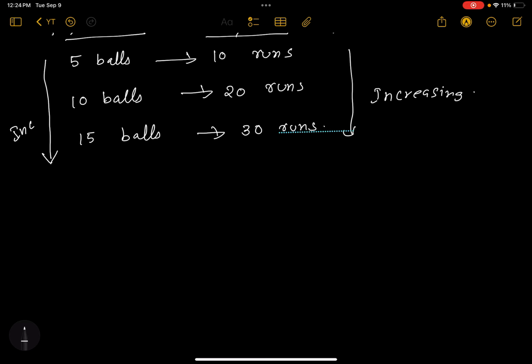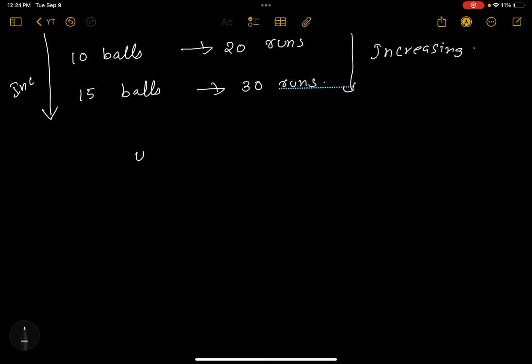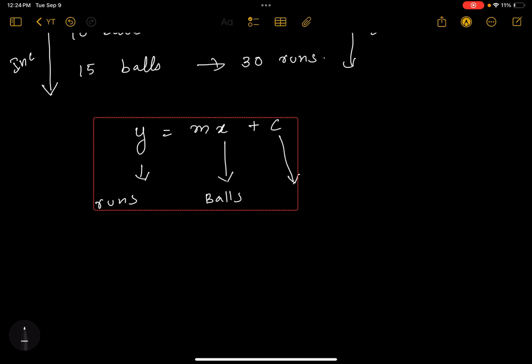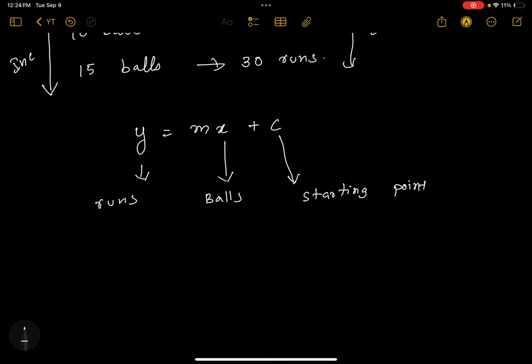Mathematically, we can write this as y equal to mx plus c. Here y is runs, x is the balls faced, and c is just a starting point. We all start a score with 0, right? No matter who you are, whether you're Virat Kohli or Rohit Sharma or Chris Gayle, it doesn't matter. You all start with 0. Simple starting point. And our mysterious hero, m.